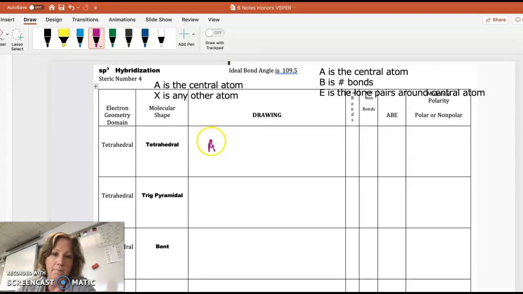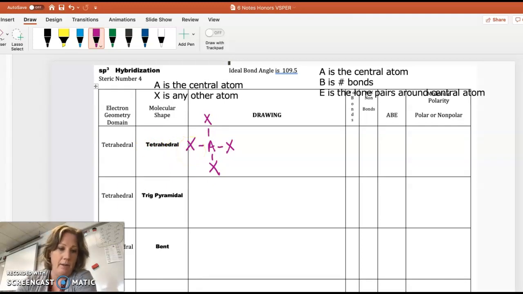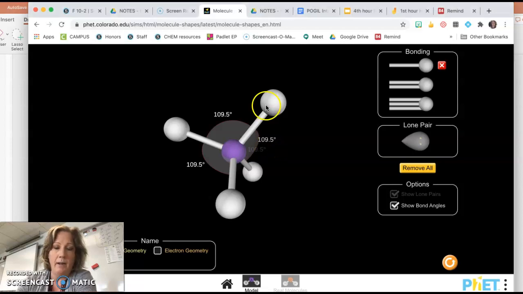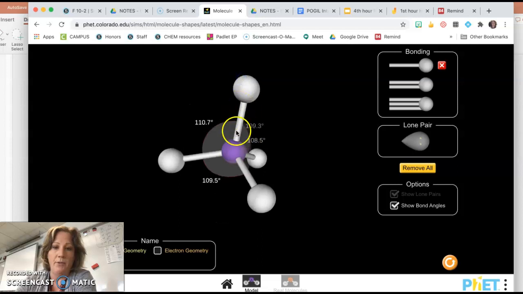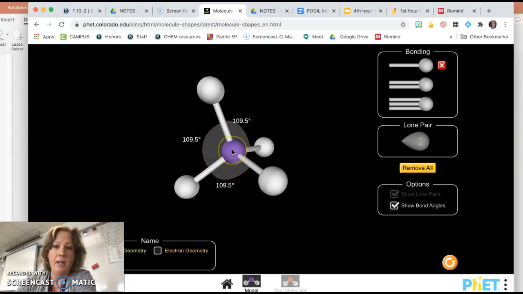You don't know exactly what it is, and we're going to call that the central atom, the one that's in the middle. And then you would have those X, another type of atom going around. So this is one type, and we call this shape tetrahedral. And I'll show you on the PHET, the one that would be tetrahedral. So if there's 4 bonds, there's no lone pair electrons around the central atom. We're going to deal with some that do.